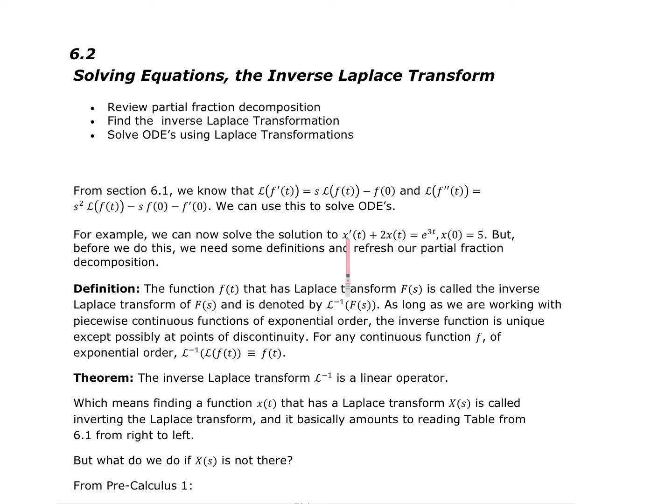So for example, we can solve x prime of t plus 2x of t is equal to e to the t when we have x of 0 is equal to 5. But before we do this, we need to have some new definitions, and we need to review a little bit about partial fraction decomposition, which you should have seen in your Calc 2 class.